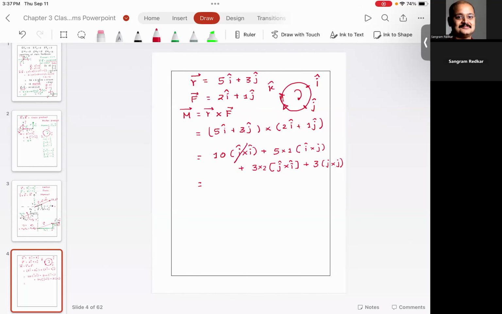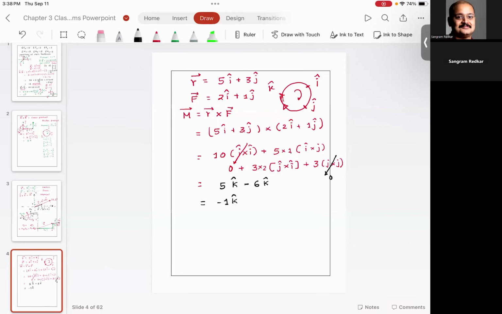What is j cross j? 0. Do you agree with me? Now I want you to pay attention to 5 times 1, i cross j. What is 5 i cross j? Positive k. Do you agree with me? Now what you have is j cross i. What is it? Negative k, right? So which means your resulting moment is minus 1k. Do you agree with me?